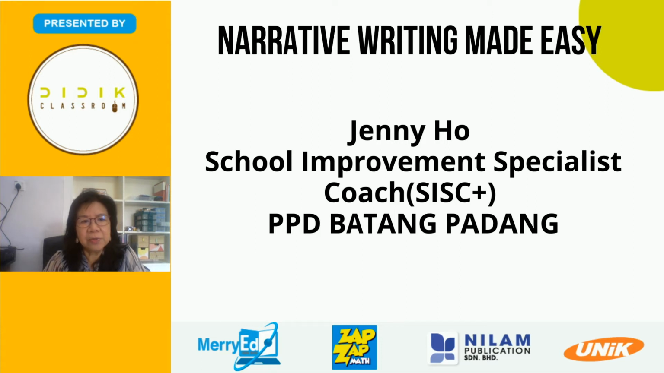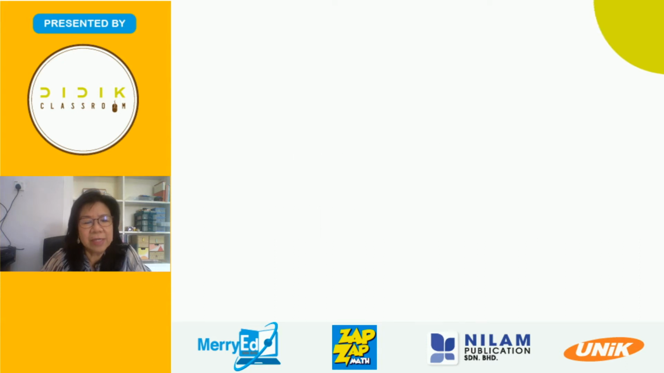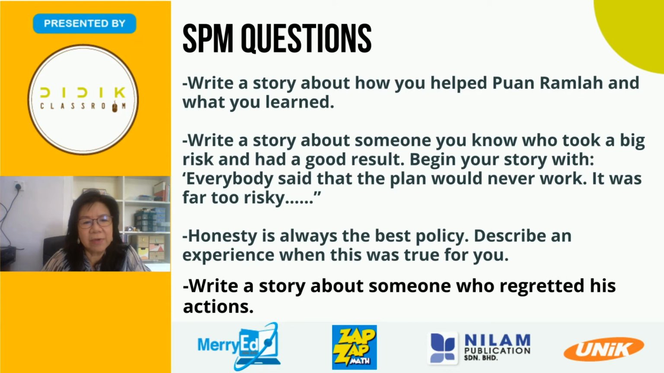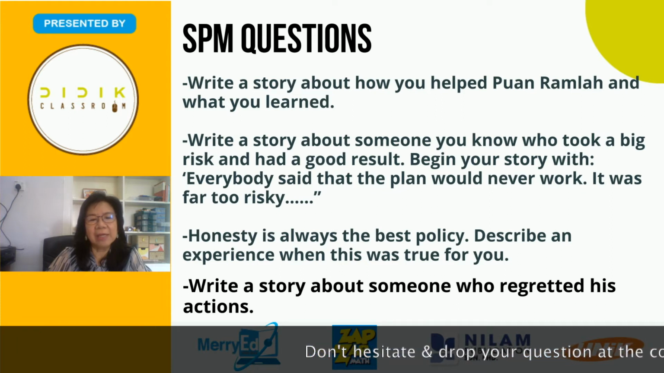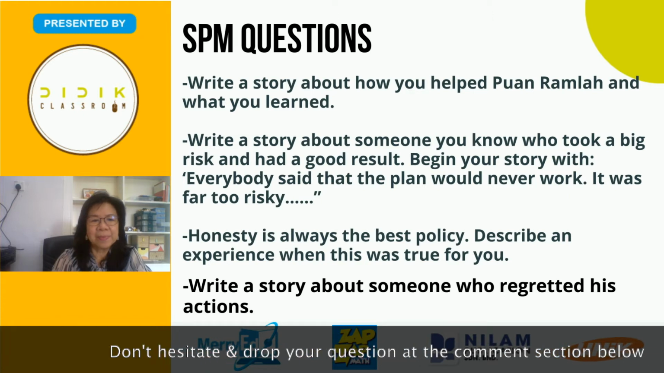Before we go into the writing, let's look at some SPM questions so that we get familiarized with what exactly you're going to face. If you look at the slide, the first question is: write a story about how you help Puan Ramla and what you learned. Two characters are already given here, so you need to highlight the word you and the word Puan Ramla. So the story is how you help Puan Ramla, right?